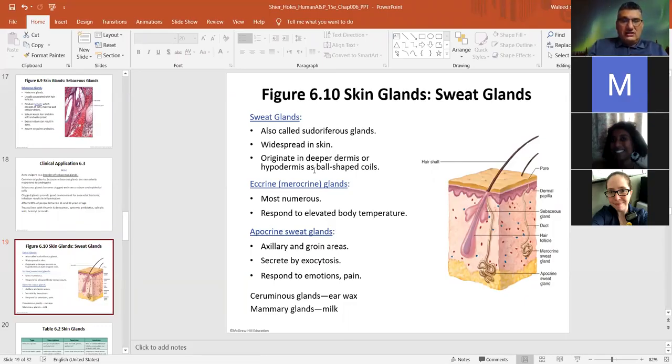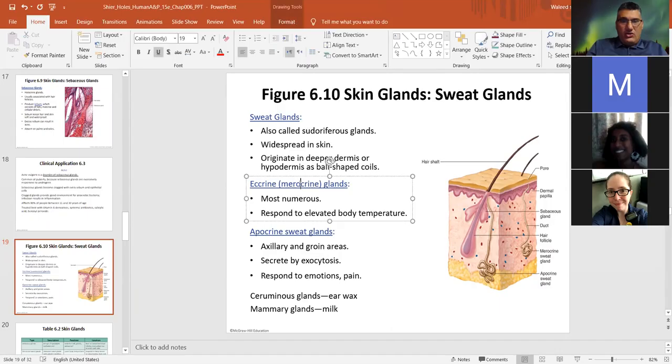Sweat glands originate in the deep dermis, sometimes in the hypodermis. Eccrine or merocrine, mero: these are the sweat glands that do not lose part of themselves. These glands are responsible for regulating body temperature. Like if it's getting hot, you get more sweat.